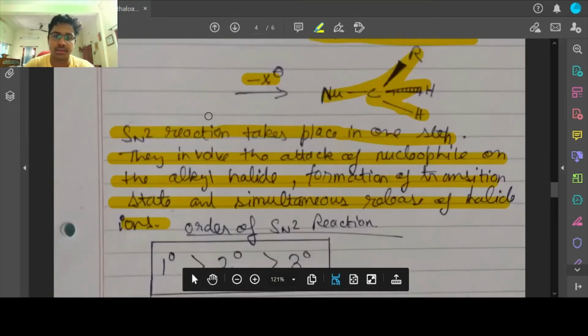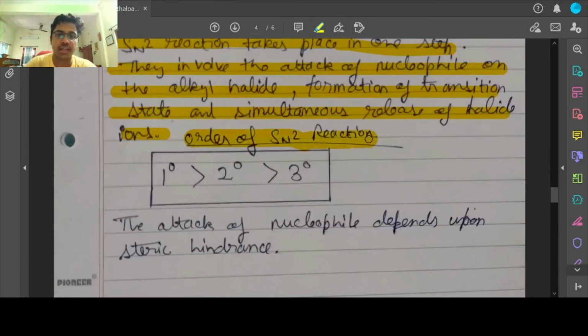Now comes the order of SN2 reaction. The order of SN2 reaction is the reverse of SN1 reaction. SN1 reaction was 3 degree greater than 2 degree greater than 1 degree, and it is just reverse. So it's 1 degree greater than 2 degree greater than 3 degree. This thing is very important. So note the difference. This is the second point of difference.